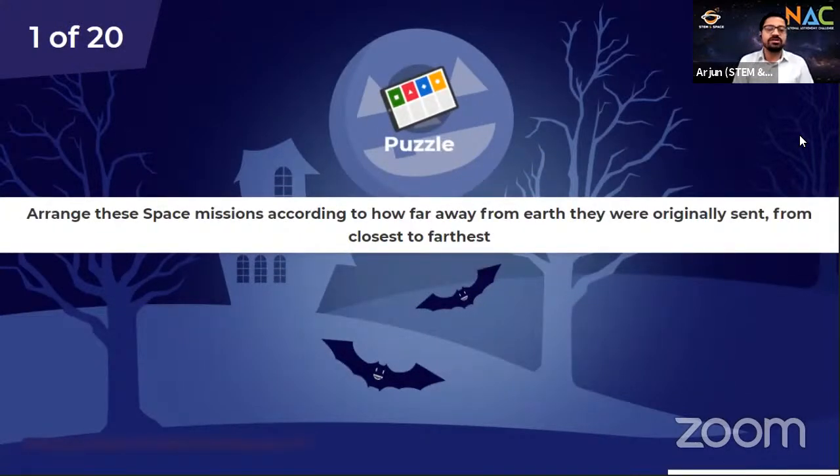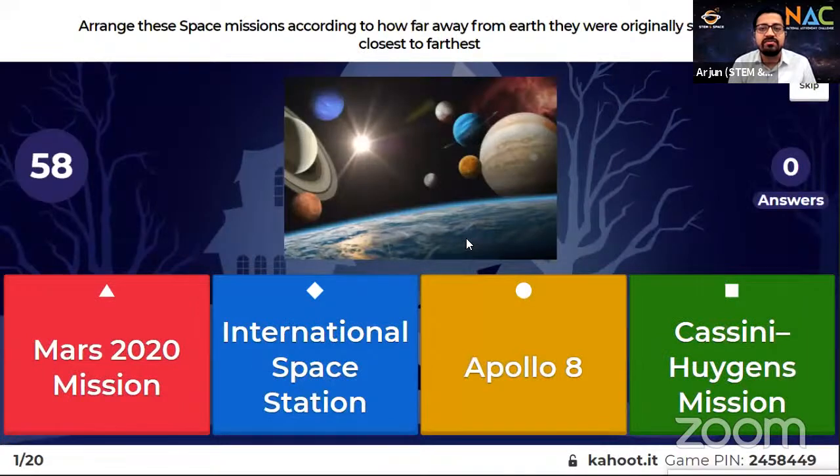Question number one, puzzle question. Arrange these space machines according to how far away from Earth they were originally sent, starting from the closest to the farthest. The mission sent closest to the Earth, keep it on top. The mission sent farthest away from Earth, keep it on bottom. Once you have arranged it in this manner, select submit on the bottom. Your answer will not be submitted unless you click on that submit button.